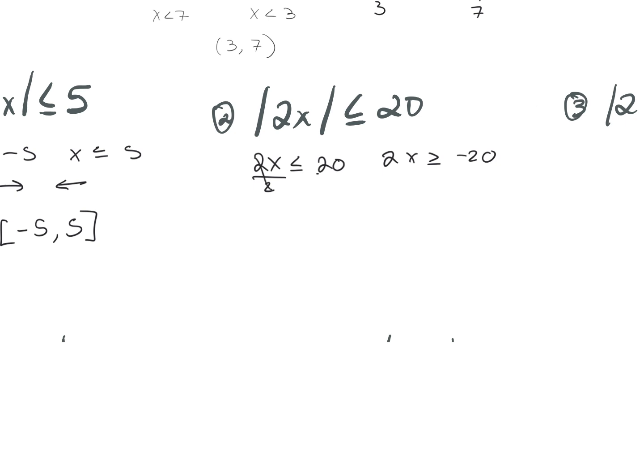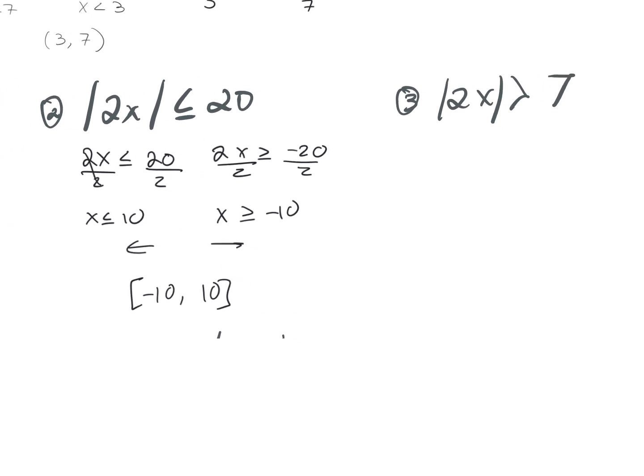I'll divide by 2, so we get x is less than or equal to 10. I'll divide by 2, and we get x is greater than or equal to negative 10. They're pointing towards each other. This one's pointing to the left. This one's pointing to the right. Keep in mind the negative goes first, so it's going to be negative 10 to 10. For the next one, I'll put the negative one first, so they point at each other properly. I just keep doing positive first.